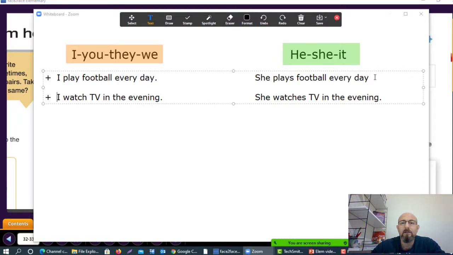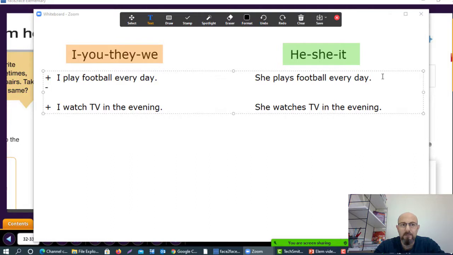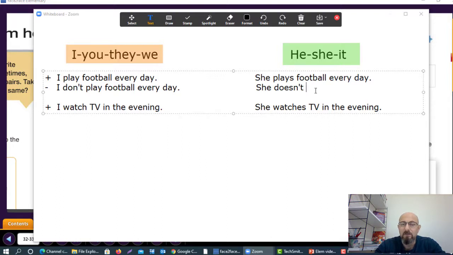Now we want to write the negative. Okay, so the negative sentence here. You say I, what do we use? Yes guys, don't. I don't play football every day. Okay, full stop. And here what do we use? We say she don't, no, we use she doesn't. Very good. After he, she, it, we use doesn't.